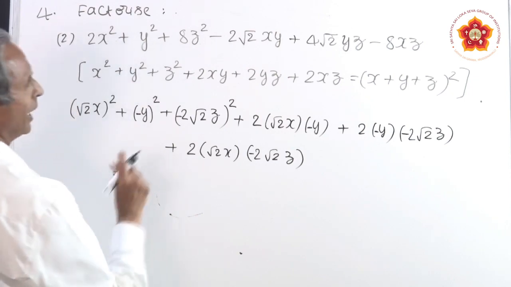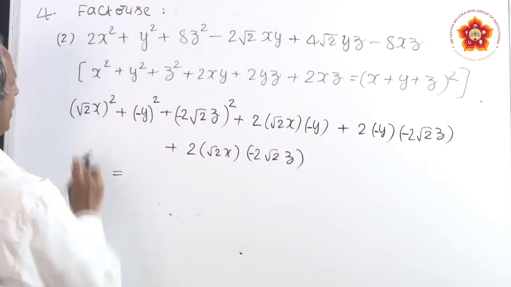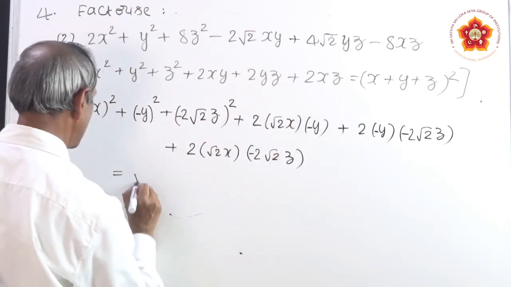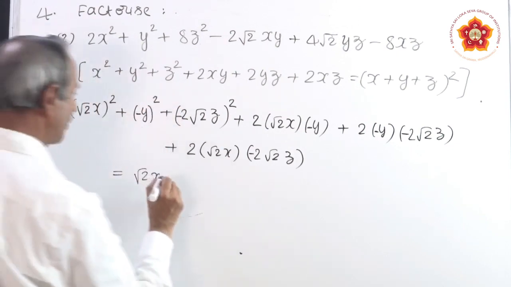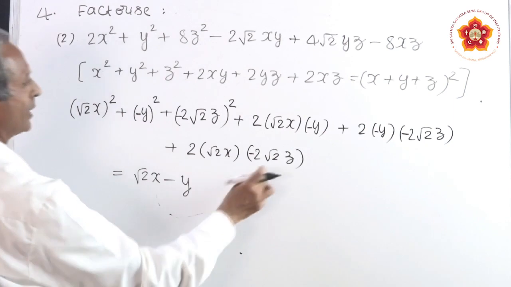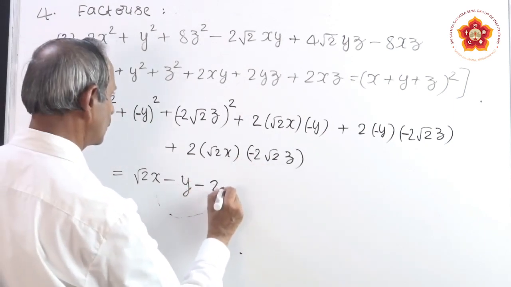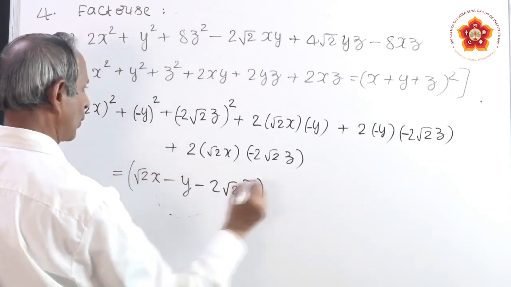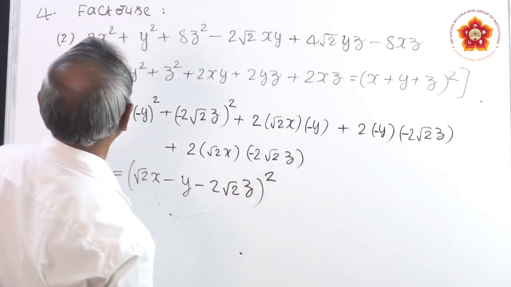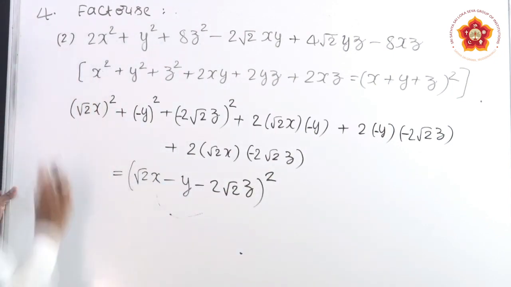Last answer is x plus y plus z whole square. Instead of x here root 2x is there, write root 2x. In the place of y minus y is there, write minus y. In the place of z minus 2 root 2 z is there. Then write it as whole square. This is the factorization of the given polynomial.